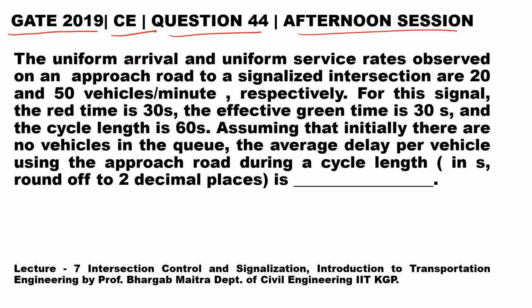So the question states that the uniform arrival and uniform service rate observed on an approach road to a signalized intersection are 20 and 50 vehicles per minute respectively. For this signal, the red time is 30 seconds and the effective green time is 30 seconds and the cycle length is 60 seconds. Assuming that initially there are no vehicles in the queue, the average delay per vehicle using the approach road during a cycle length in seconds, rounded off to 2 decimal places, is?